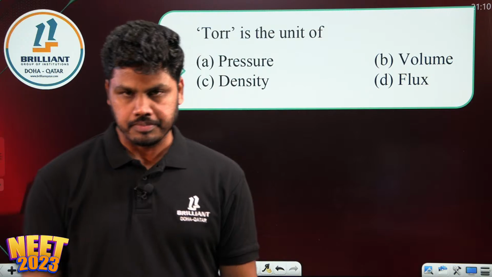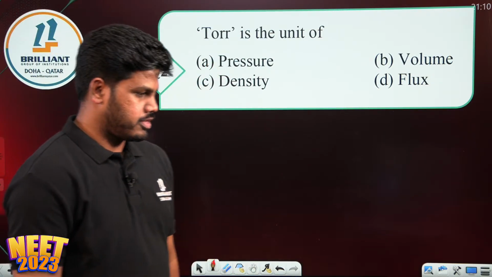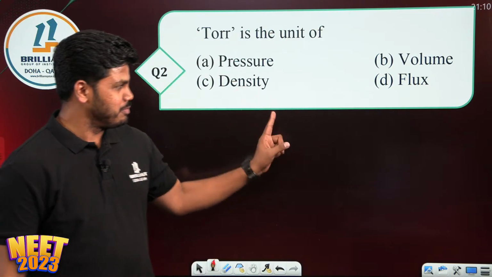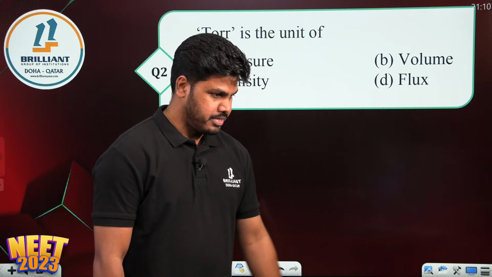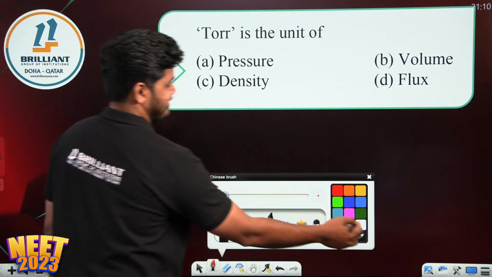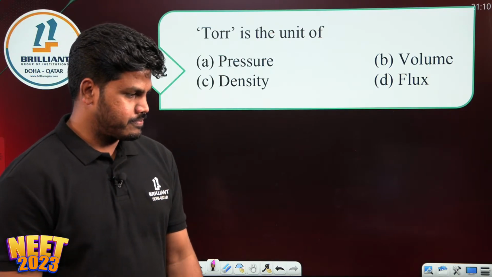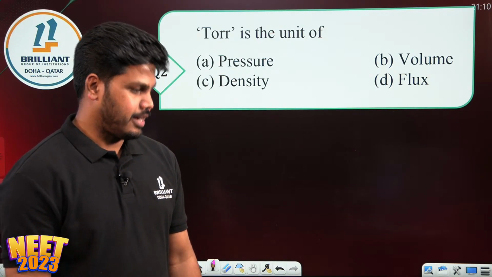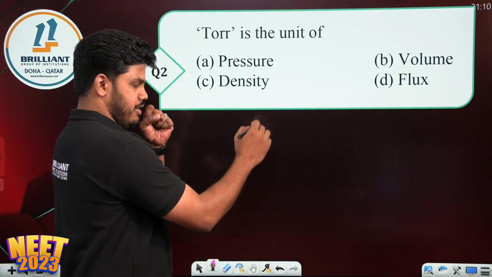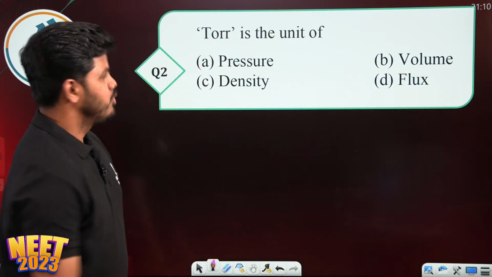Question number 2. Torr is the unit of, come on. I'm waiting for you because these are very basic concepts, so I'm giving you a chance to answer. Torr is the unit of, this is an easy one. Yeah, exactly. We have pressure, volume, density, and flux.